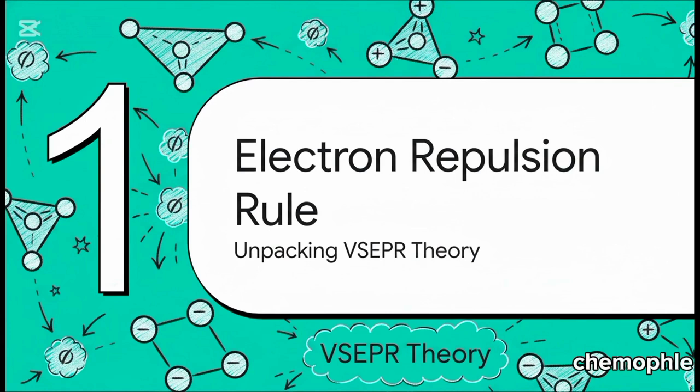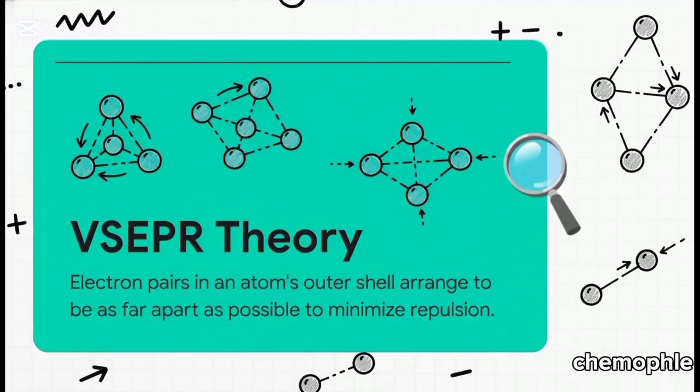The answer to our mystery lies in one single, powerful idea: VSEPR theory. And I know, it looks like a jumble of letters, but trust me, this one concept is the key to unlocking pretty much all of molecular geometry. VSEPR stands for valence shell electron pair repulsion. Now, it sounds complicated, but the name literally tells you everything you need to know. It's all about one thing: electron pairs in an atom's outer shell pushing each other away.